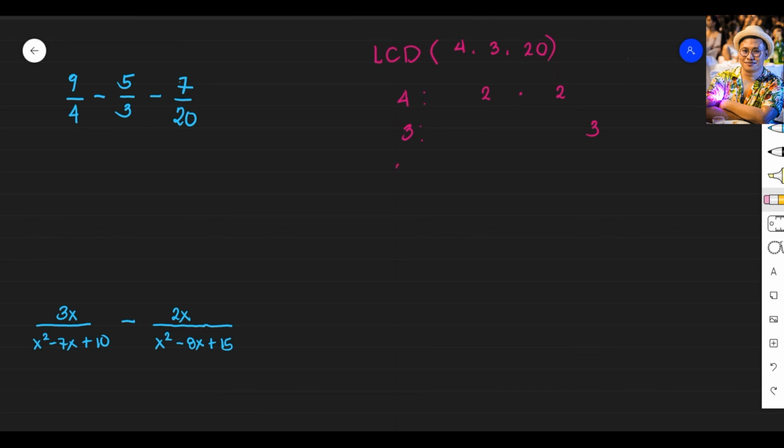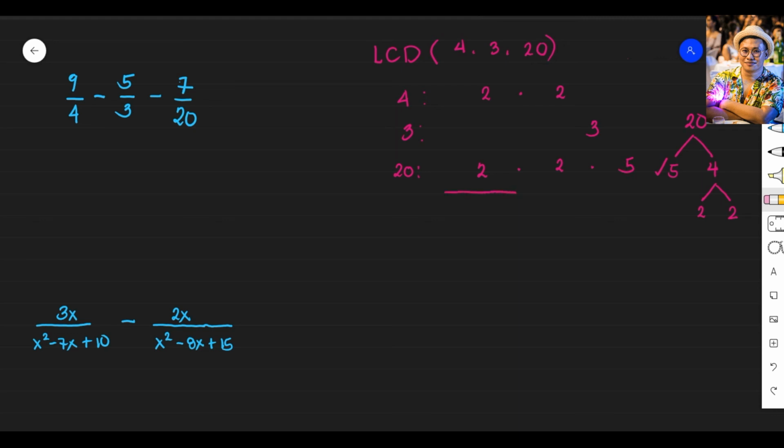Let's take a look at 20. What are the prime factors of 20? I believe I have shown this before. The factors of 20 are 5 and 4. And we know that 5 is already a prime number, so we are good for that. We are just going to look for the prime factors of 4, which is 2 times 2. So in other words, 20 has factors 2 times 2 times 5.